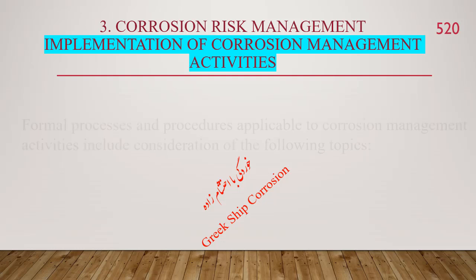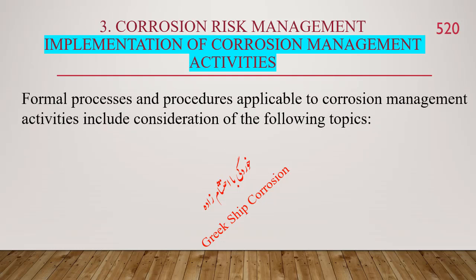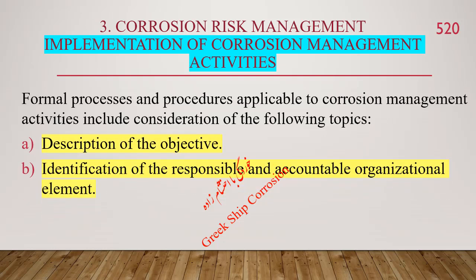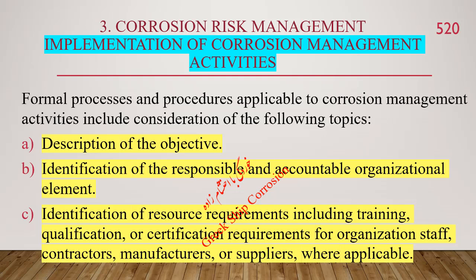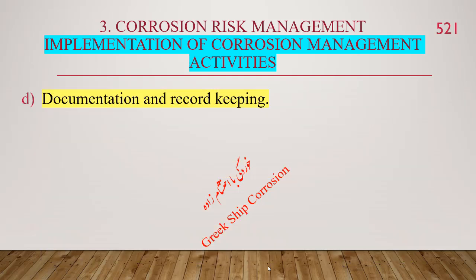Implementation of corrosion management activities. Formal processes and procedures applicable to corrosion management activities include consideration of the following topics. A. Description of the objective. B. Identification of the responsible and accountable organizational element. C. Identification of resource requirements including training, qualification, or certification requirements for organization staff, contractors, manufacturers, or suppliers where applicable. D. Documentation and record keeping.